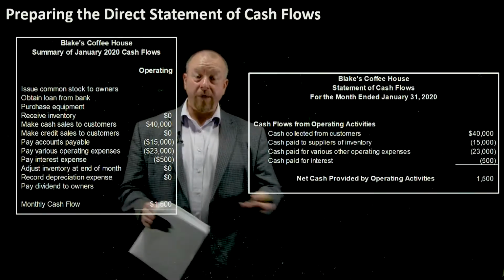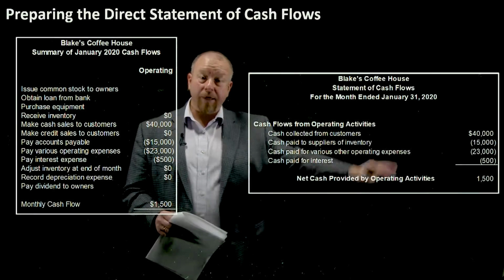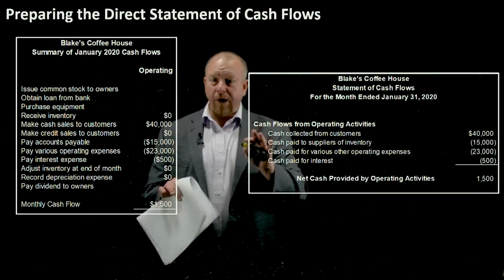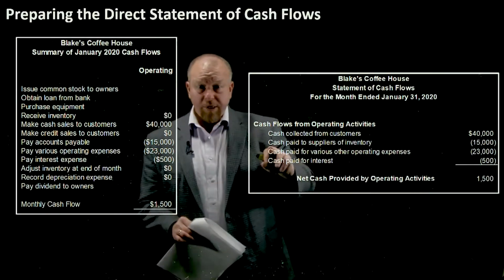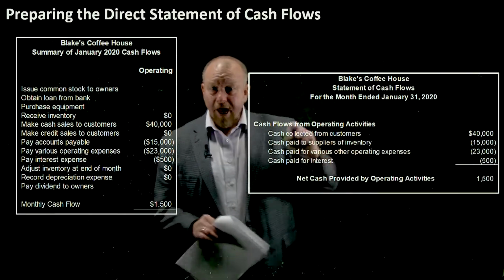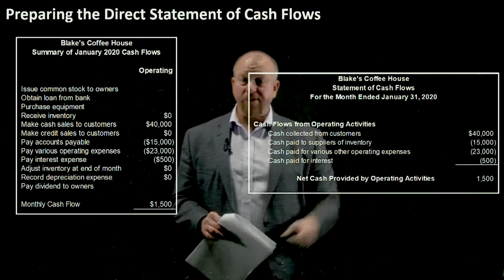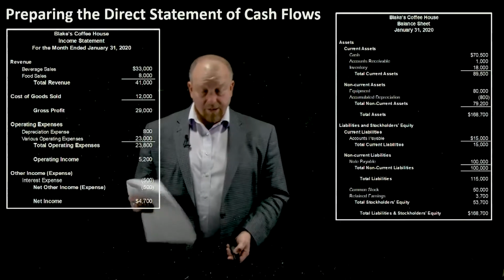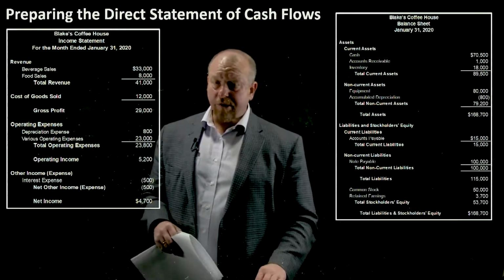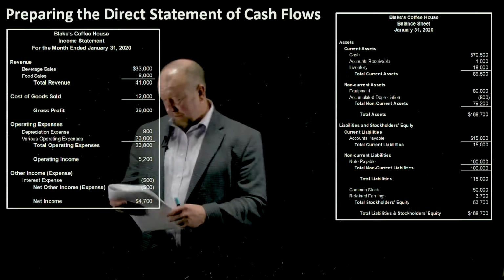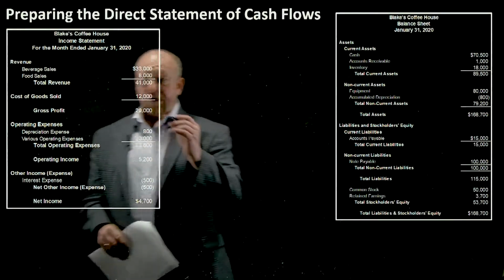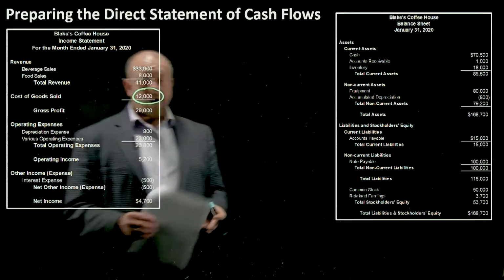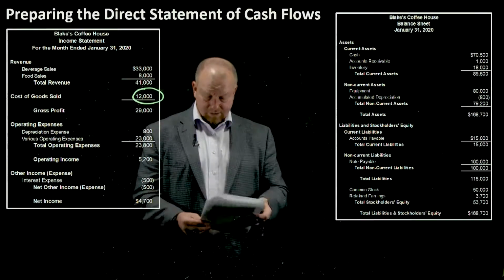Back to the future. Here's the completed operating section for the direct statement of cash flows. And hopefully you don't mind this spoiler alert, but we see right here that it's going to say cash paid to suppliers of inventory is $15,000. I want to show you where that number comes from. And this is a little more complicated than what we saw with the cash from customers here. Because what you have to do is you have to start out here with this accrual basis cost of goods sold. But there are a few moving pieces affecting this, okay?